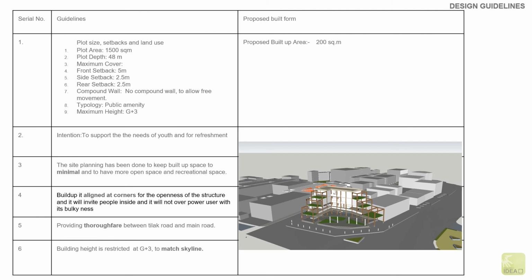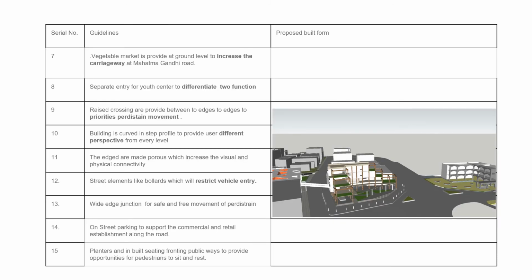Building height is restricted to G+3, so it has a common skyline and does not overpower. A vegetable market is provided at ground level to free up the carriageway which is occupied by vendors at Mahatma Gandhi Road, as well as to generate some economy for the complex for its maintenance. Separate entries are provided for the two different functions in the complex. Pedestrian movement is given the highest priority, therefore raised crossings are used.